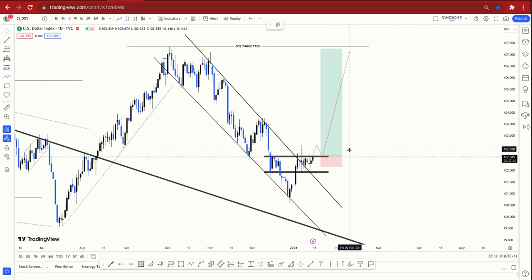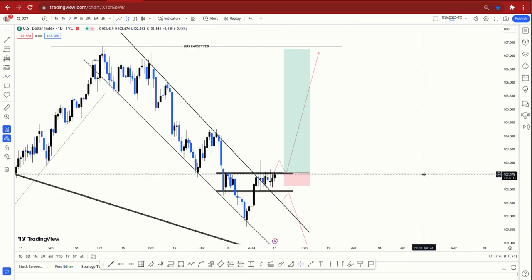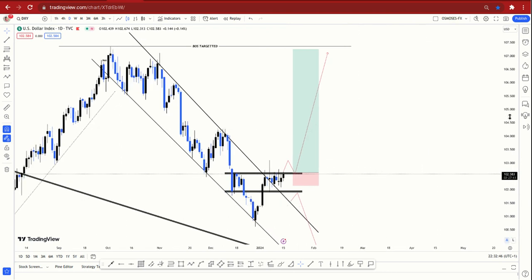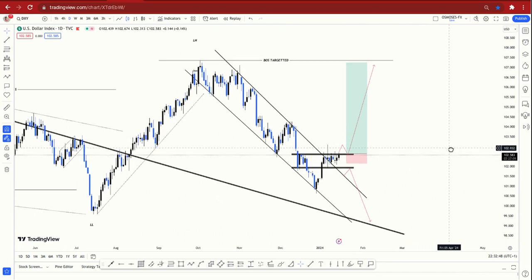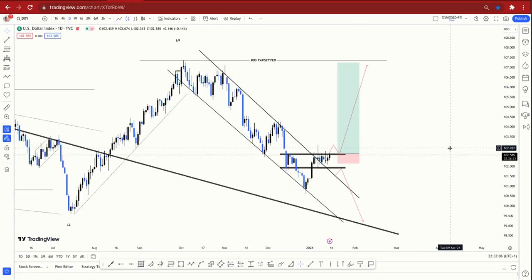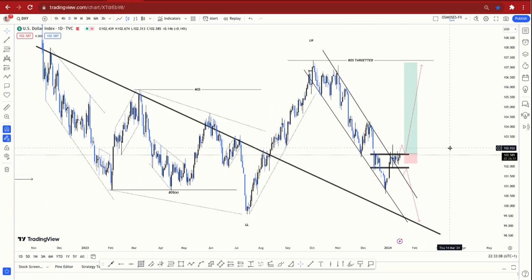But if price should come back in, retest this, then I'll look for a sell opportunity down to this trend first on the XY. So this week is packed with news. Monday is a bank holiday, so we still have Tuesday and Thursday with some important news. This is just a view that I already have in mind that I'm trying to work with.